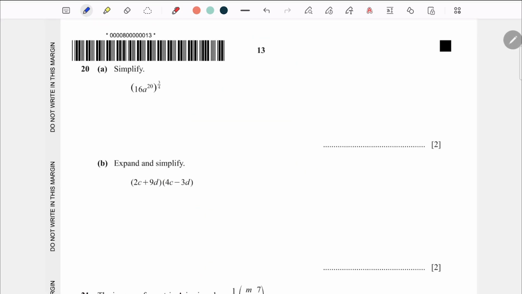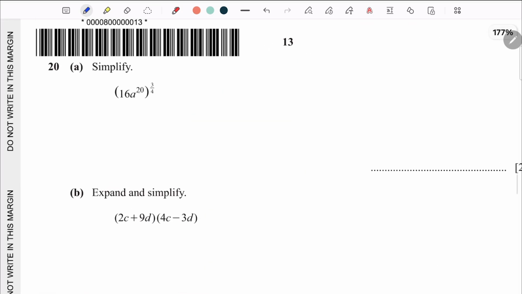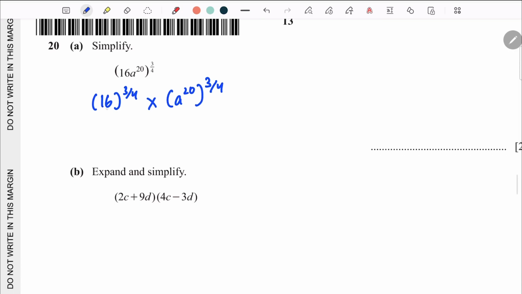Question 20a, simplify 16a to the power 20 and whole power is 3 over 4. So this 3 over 4 basically applies to a and it also applies to 16. So I can write this multiplied by a to the power 20 to the power 3 over 4. Now 16 can also be written as 2 to the power 4, to the power 3 over 4, multiplied by a to the power 20 to the power 3 over 4.